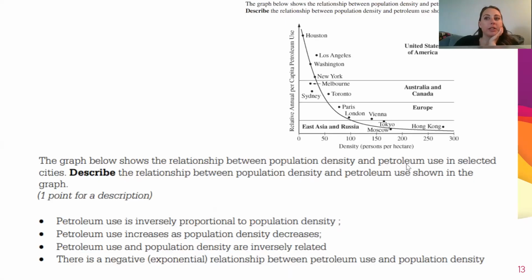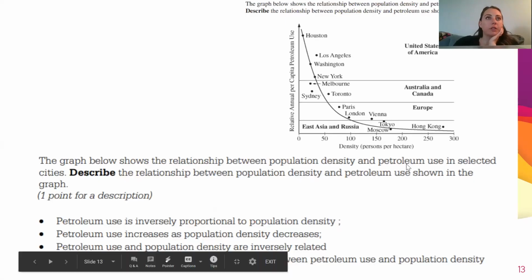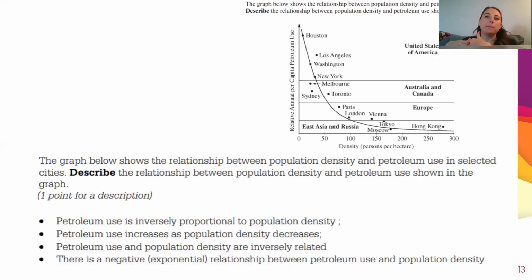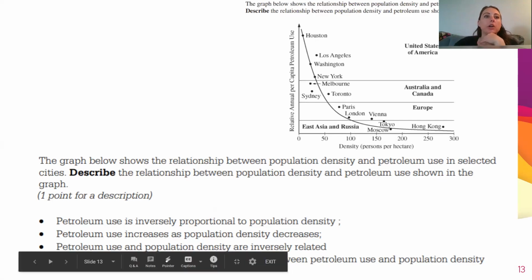Here were acceptable answers. I'm going to move this just briefly. You can still see me. This one says petroleum use is inversely proportional. So as population density increases, petroleum use decreased. And so we see them in the bottom corner here.